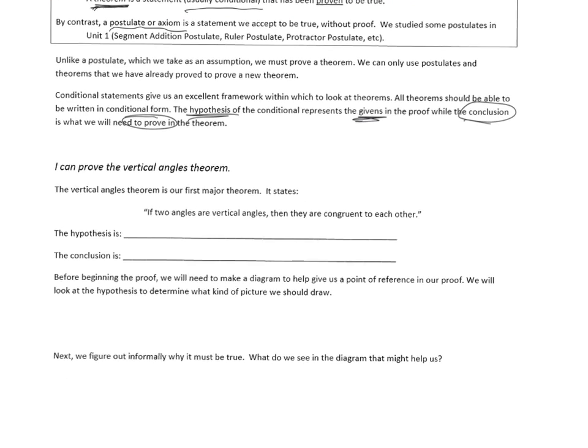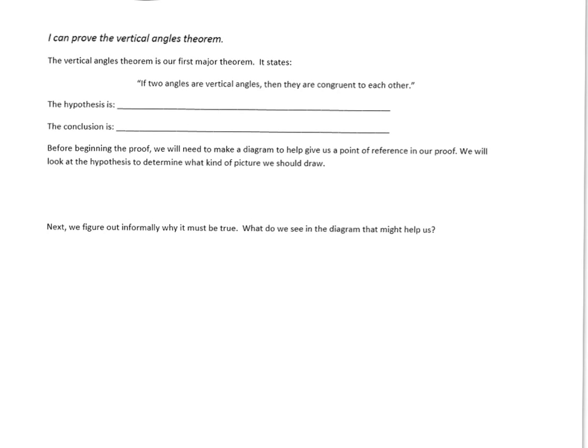So let's take a look at an example. We're going to start off by proving the vertical angles theorem, and the vertical angles theorem states if two angles are vertical angles, then they are congruent to each other. So my hypothesis is two angles are vertical angles, and my conclusion is that they are congruent to each other.